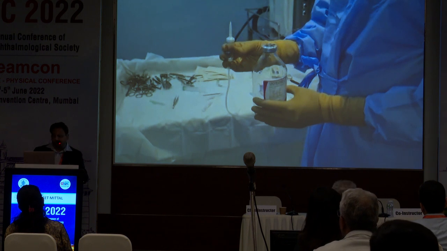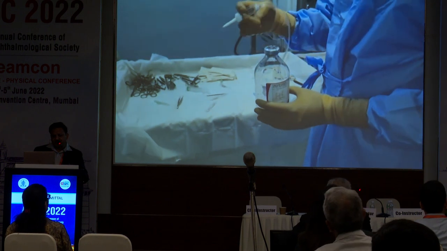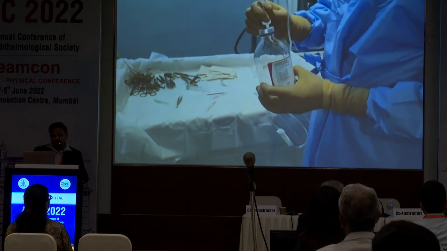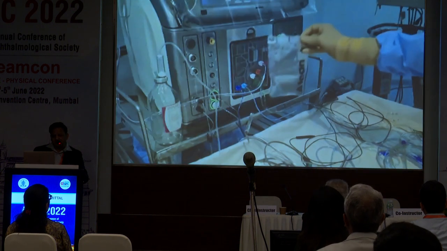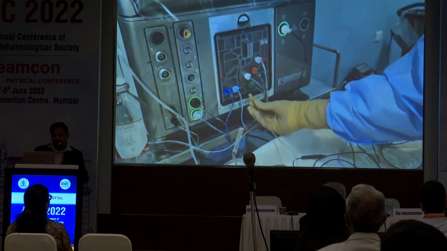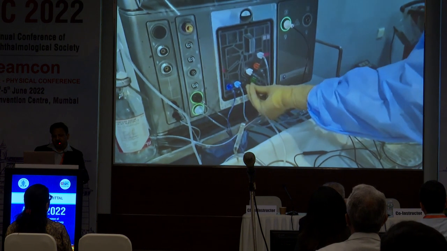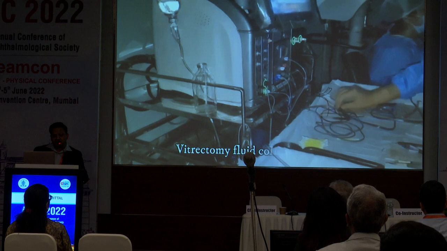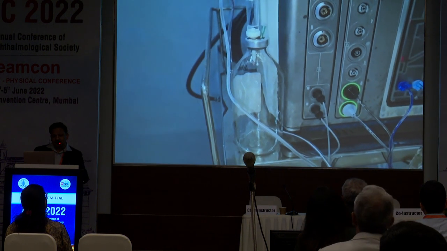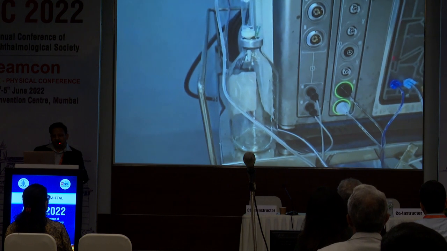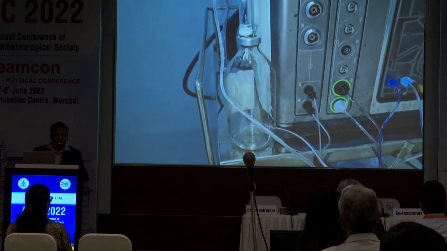So what we can do is, this is a pre-used but sterilized, autoclaved Ringer lactate bottle, and you can attach an IV set to it. You remove the bag, and the other end of the IV set is connected to the cassette, and you can see the vitrectomy fluid, when you do a vitrectomy, collects into this bottle, and again you can send this bottle for sampling.